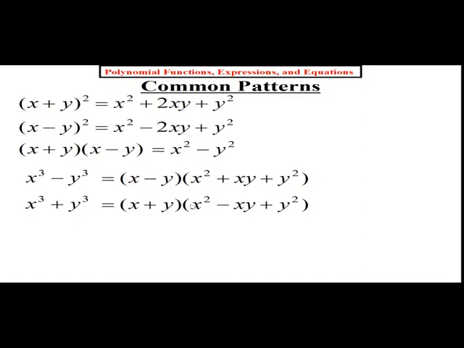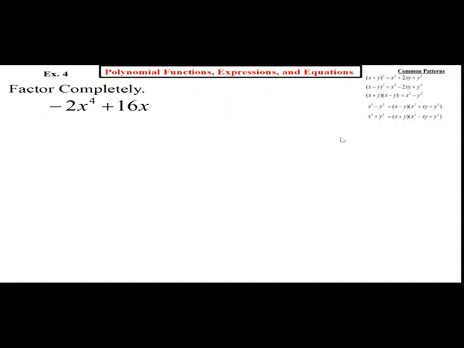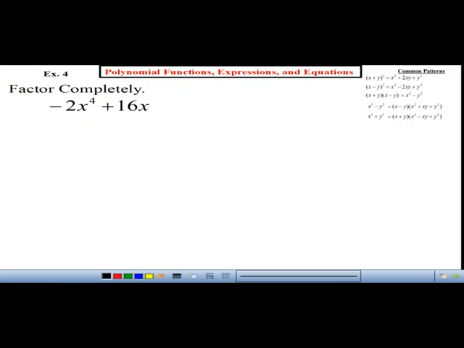All right, I'm going to leave them on the top right corner of my screen as I move on to the next problem. Problem number 4, copy this, factor completely: negative 2x to the 4th plus 16x. I have the common polynomial identities on my right-hand side. I'm going to go over this one so you can see how that applies, and then we'll finish the rest together.